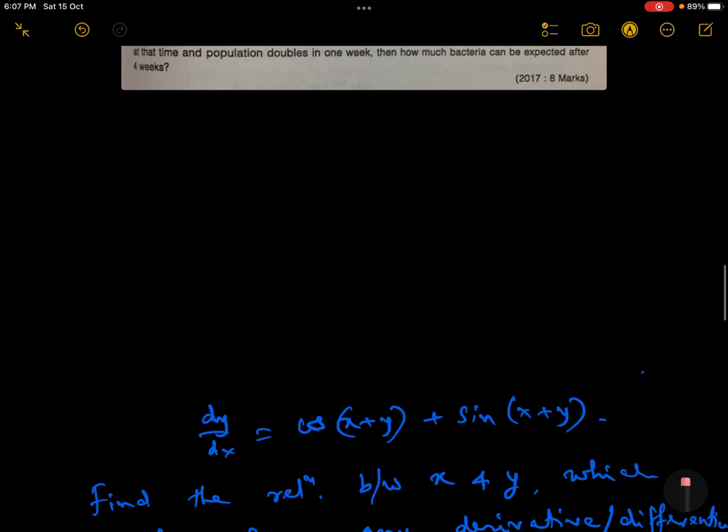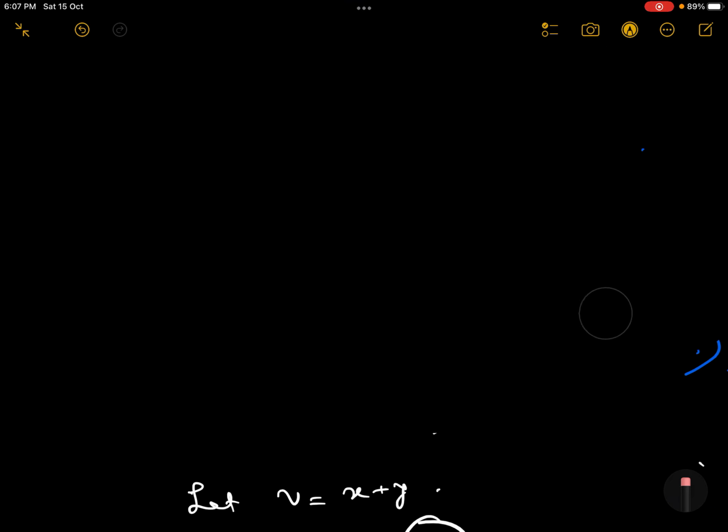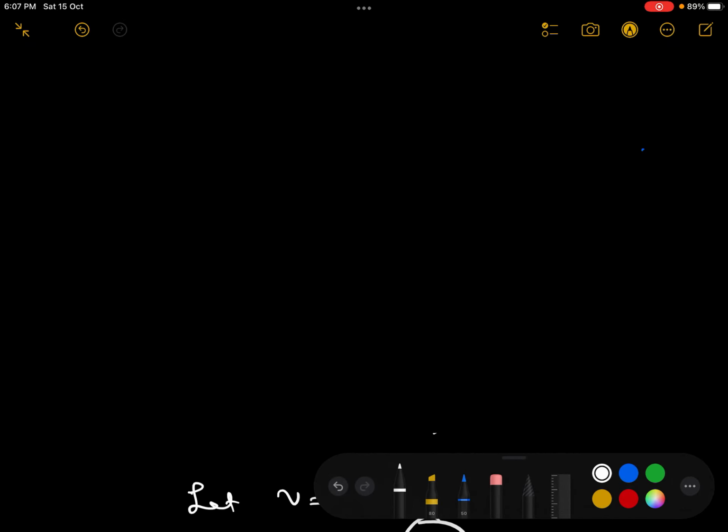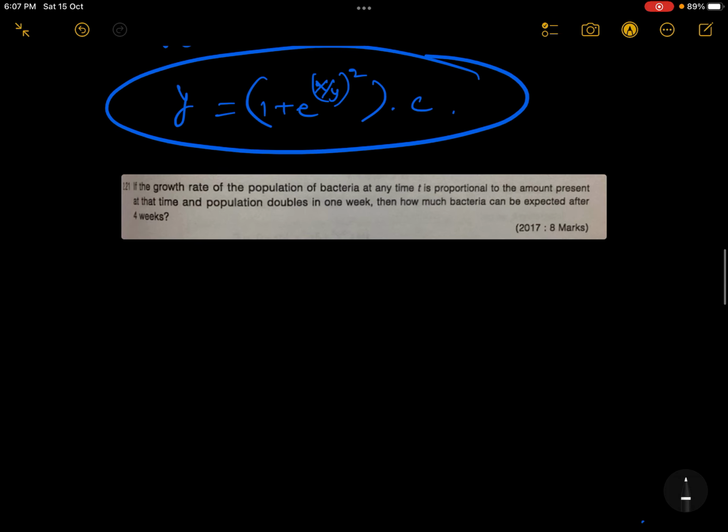You can read the question. Okay, let's do it. If the growth rate of the population of bacteria at any time t is proportional, okay, growth rate means dx by dt, proportional to the amount present at that time. Let x be the amount present at the time. That means the rate of change is dx by dt, and it is proportional to the amount present, that is x. Okay, that means with a constant of proportionality, this is kx.